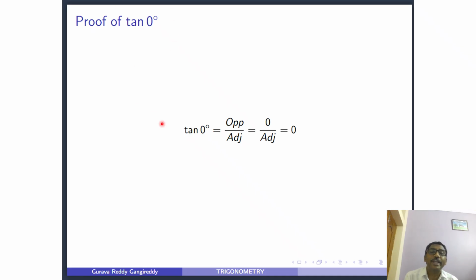Proof of tan 0 degrees. Tan 0 degrees equal to opposite by adjacent. This equal to 0 by adjacent equal to 0.